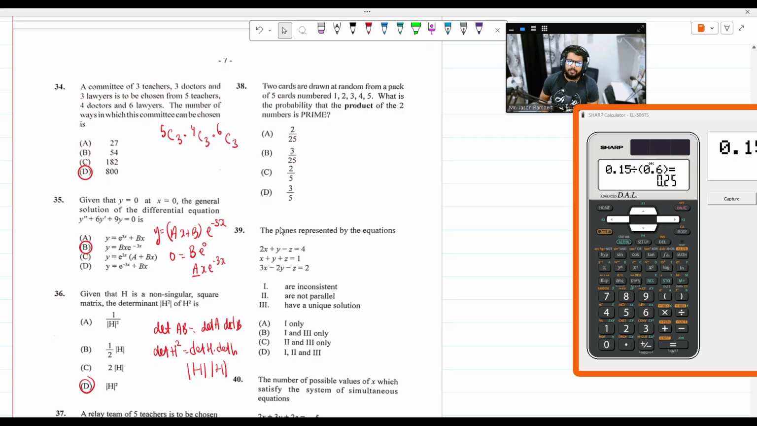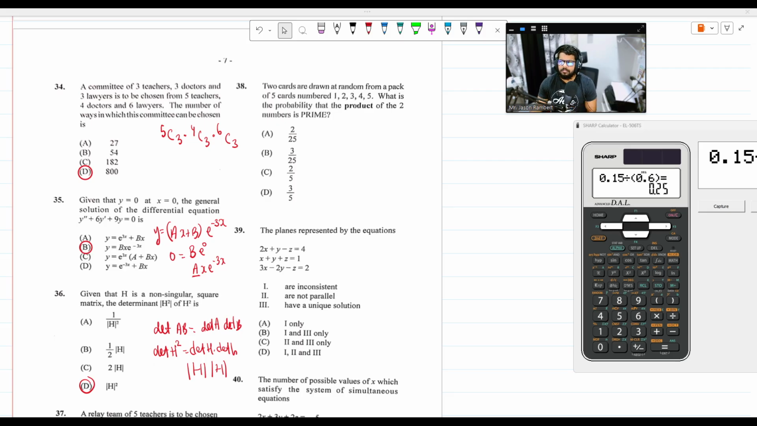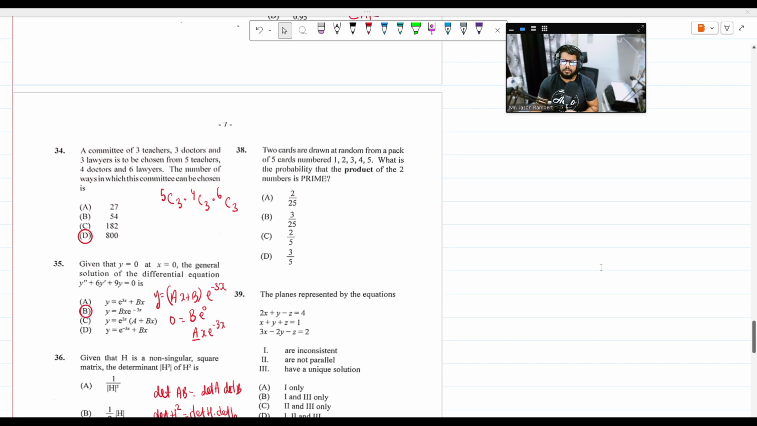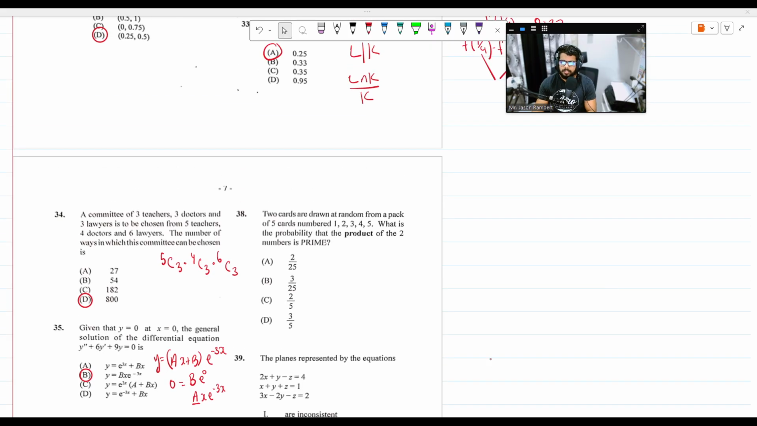2 cards are drawn from a pack of 5 cards numbered 1, 2, 3, 4, 5. What is the probability that the product of the 2 numbers is prime? So 2 cards are drawn, right? So we could go with 1, 2, 3, 4, and 5, and 1, 2, 3, 4, and 5. The product of the 2. What is the probability that the product of the 2 numbers is prime? So this is the product here, right?